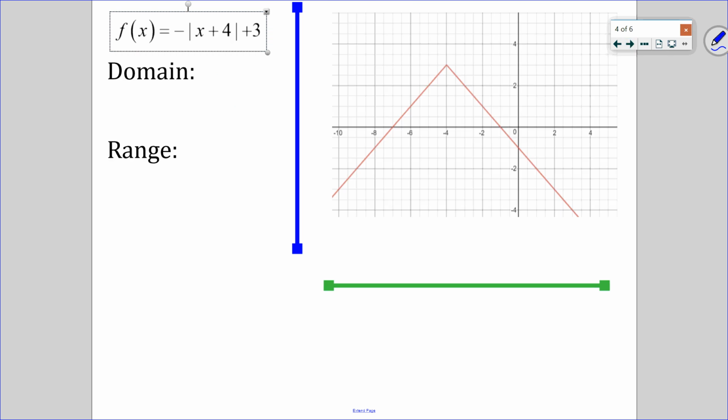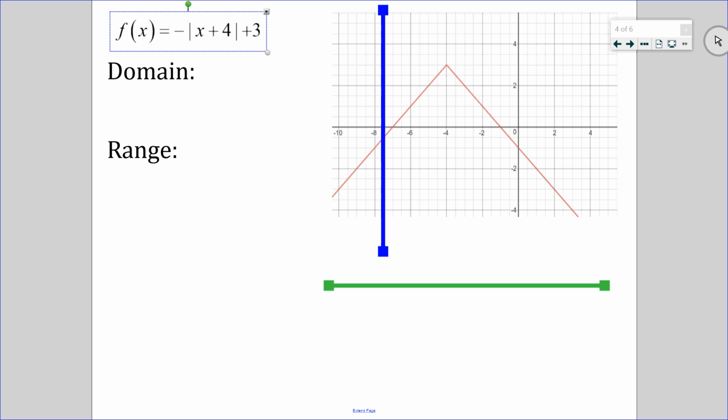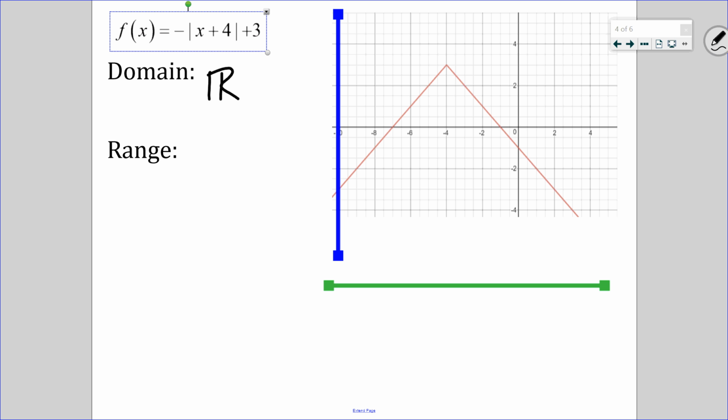Okay, we have an absolute value graph. We've got a negative, so it's flipped, so it's more of a peak like a mountain. It's moved over a little bit, moved up a little bit. But if I scan left to right, notice that it kind of looks like a quadratic that's just straight, but I can always take the absolute value of any number, just makes it positive, so it will hit the graph left to right forever. So that stays as all real numbers.